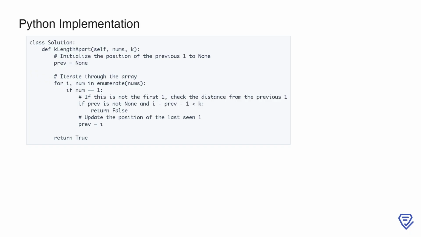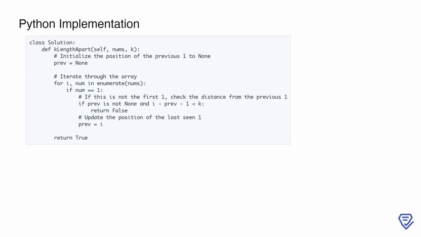2. Iterating through the array. Using a for loop, the code iterates through the list nums with the index i and the value number at each position. 3. Finding a 1. When number equals 1, if previous is not None, indicating this is not the first one, the code checks the distance between the current one and the previous one. This is calculated as i - previous - 1. If this distance is less than k, the function immediately returns false because the condition is violated. If the distance check passes, or if this is the first one, the code updates previous to the current index i.